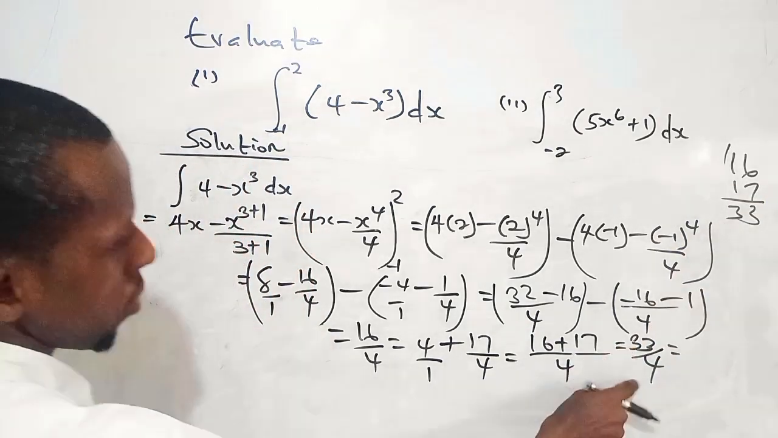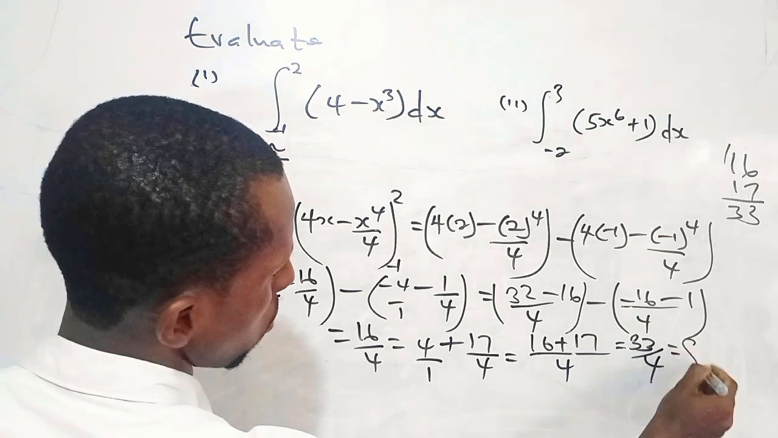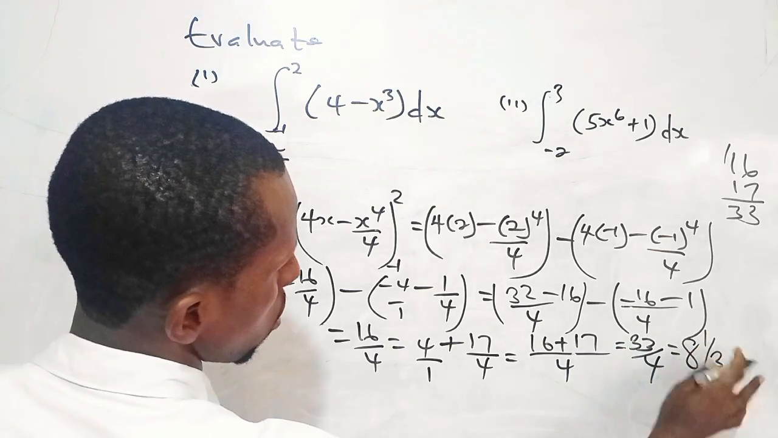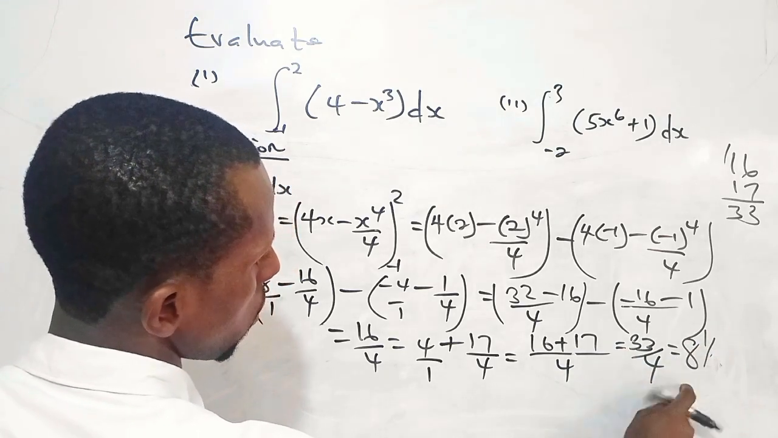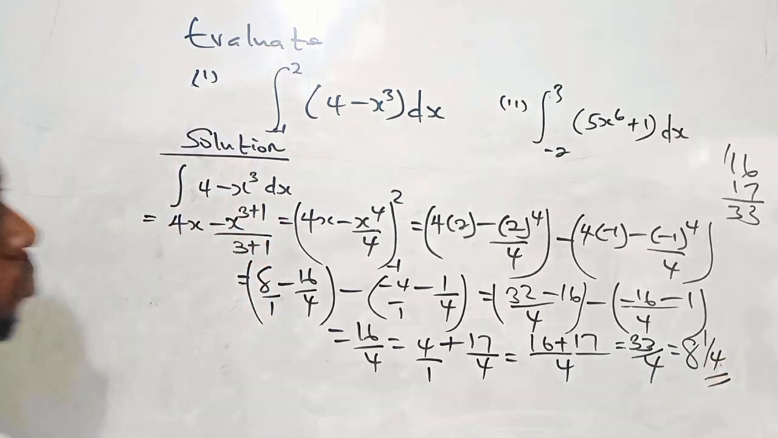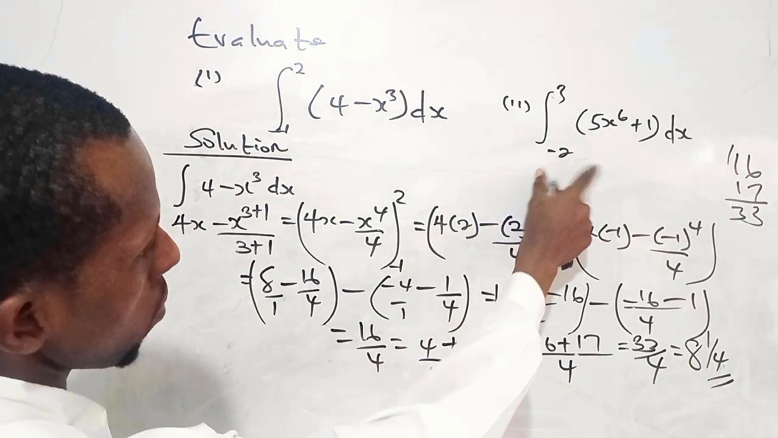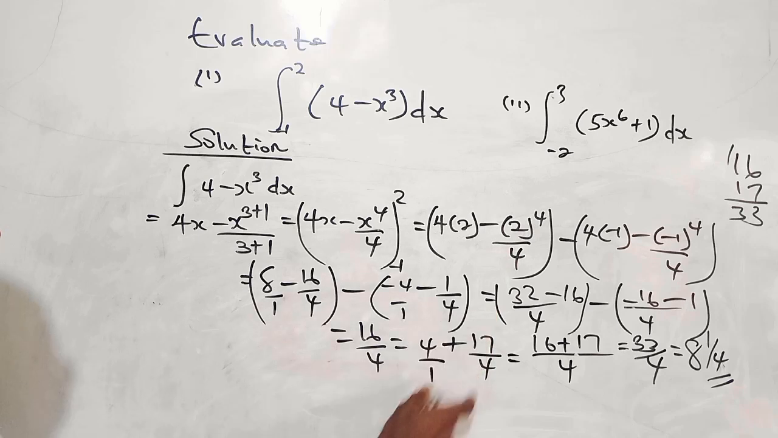When we simplify this, we have 8 whole number 1 over 4. So please let us attempt the second one and drop your answer in the comments section. Thank you very much.